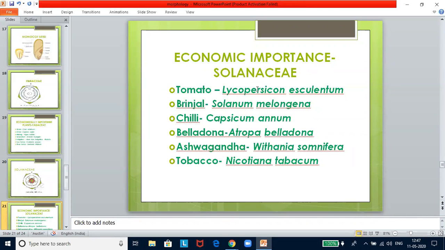Tomato, Lycopersicon esculentum, brinjal, Solanum melongena, chili, Capsicum annuum, belladonna, medicinal, Atropa belladonna, ashwagandha, it is also medicinal, Withania somnifera, tobacco, Nicotiana tabacum. Please make a note of this. I give you 2 minutes.